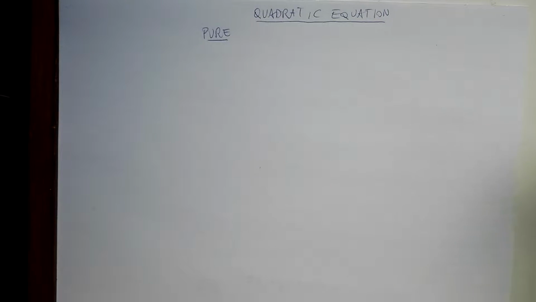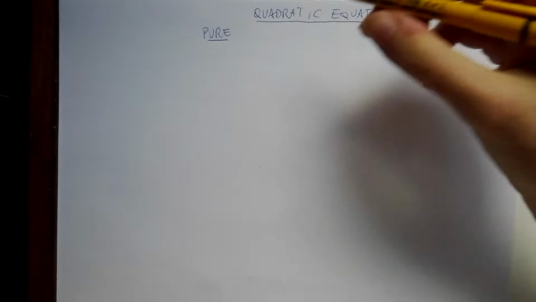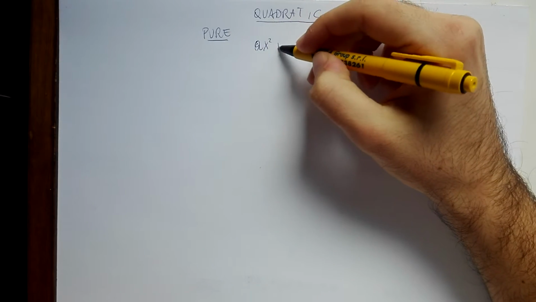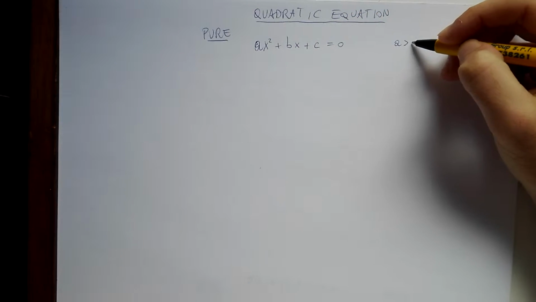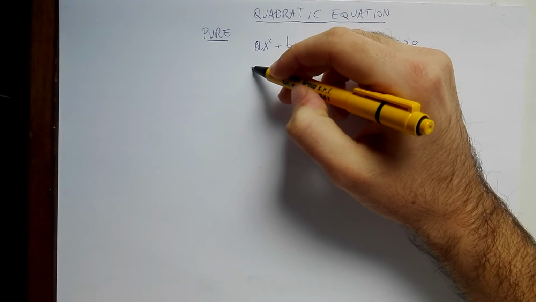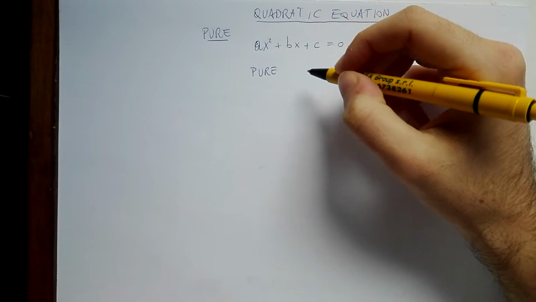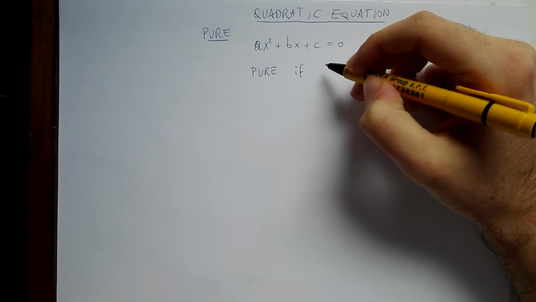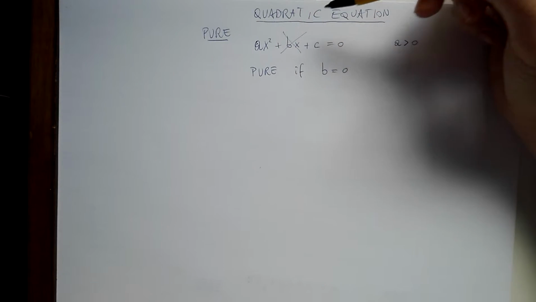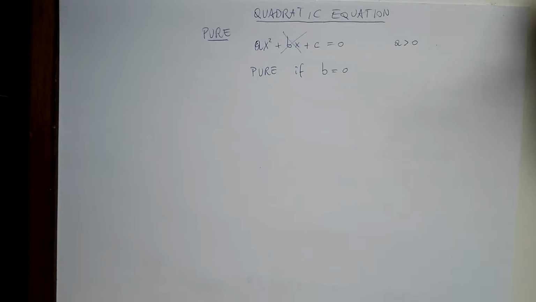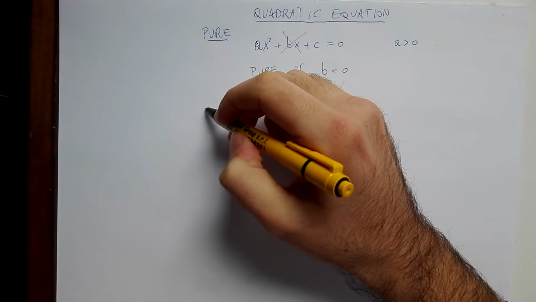Hi everybody, in this video we'll discuss quadratic equations, which are called pure. A quadratic equation in general has the form ax squared plus bx plus c equals 0, with a greater than 0. A quadratic equation is called pure if b equals 0, which means there is no x term. These equations are really simple to solve. We don't need the general formula, which I explained in another video, so we will show some examples.